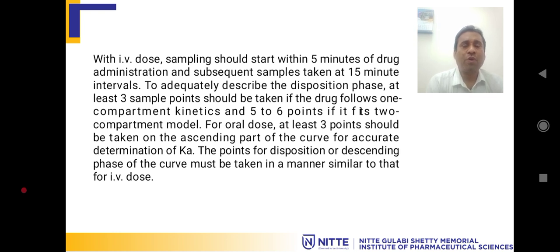For an oral dosage form, at least 3 points should be taken on the ascending part of the curve for accurate determination of Ka, the absorption rate constant. The points on the disposition or descending phase of the curve must be taken in a manner similar to that for the IV dose.